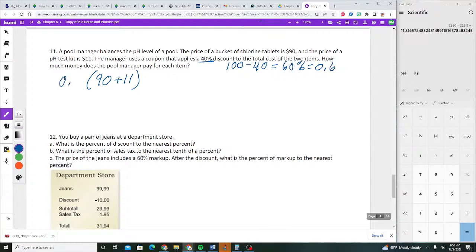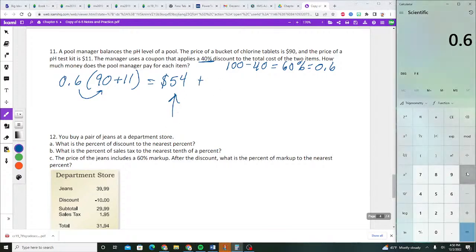So it's 0.6. And if we actually applied the distributive property to this problem, we will see the two prices that we will pay. So distribute the 0.6 here. 0.6 times 90 gives us $54, and that's going to be for the chlorine tablets, plus 0.6 times 11, and that's going to be $6.60 for the test kit. So those are the two individual prices that we will pay.